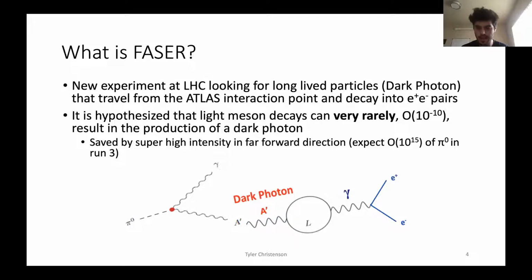But it turns out that these events, like these pions decaying into this dark photon, are really rare. Something on the order of 1 in every 10 to the 10 occurrences of a pion decay. And so that's not good. But luckily, Phaser is located in a specific way such that you get tons and tons of these pions going in the direction of Phaser. By tons and tons, I mean on the order of 10 to the 15. And so that more than makes up for the rarity of this dark photon occurrence.